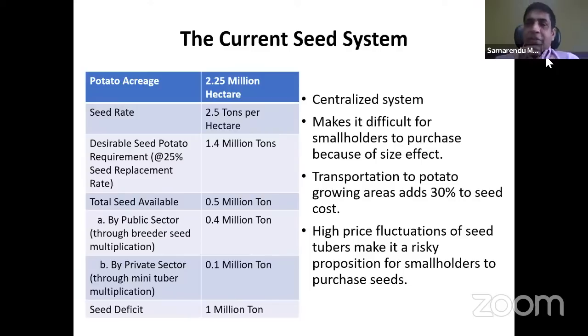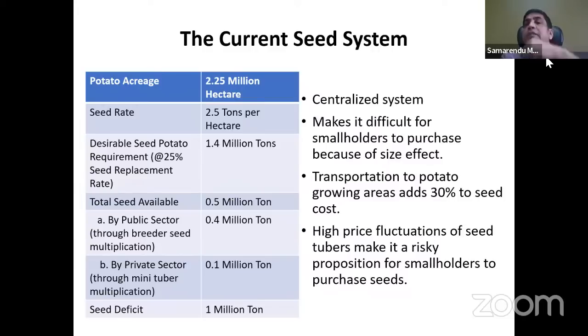Let me talk about another big constraint in potato, which is the seed system. Potato is a crop where seed is the biggest input in terms of the cost of production. Farmers spend nearly 50% of the total cost on seed. If you have 1 hectare of land, you need around 2,500 to 3,000 kg of potatoes. If you buy good quality seed, the seed cost depends on where you are. In India, seed is produced in Punjab and transported to the rest of India, and as you go to the east and south, the seed price increases.